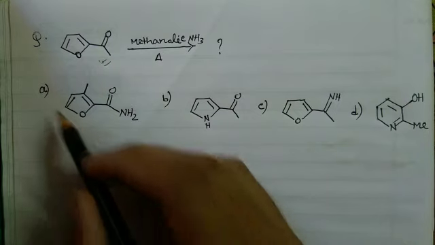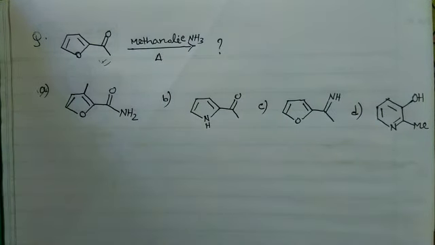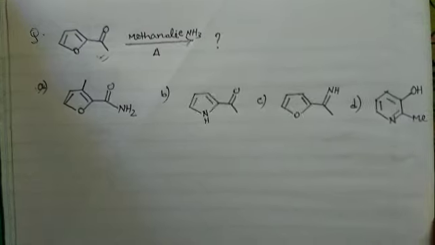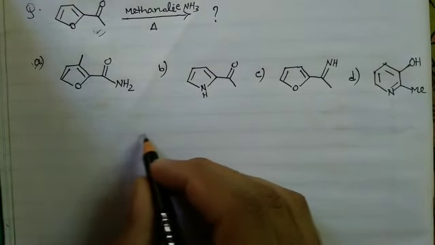Now these four options are given here: A, B, C and D. So you have to predict the correct answer. Although the problem looks simple, it is not as simple as that. You have to work out the mechanism, otherwise you can't get the correct product. So let us draw the molecule.